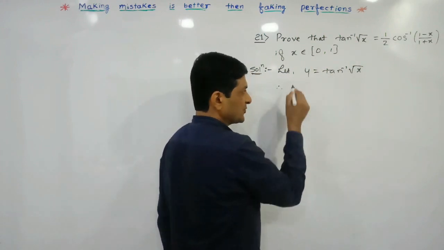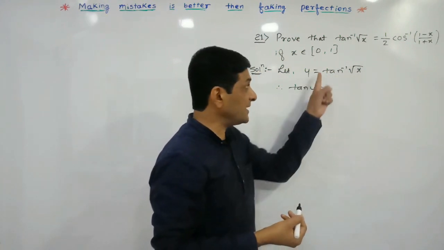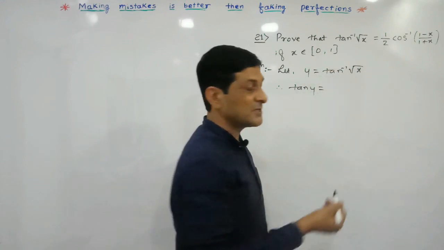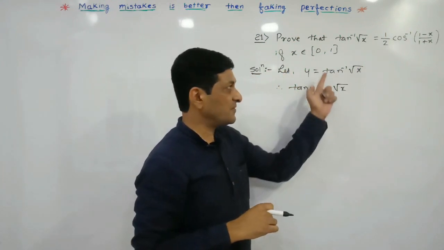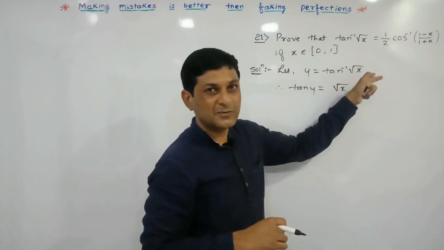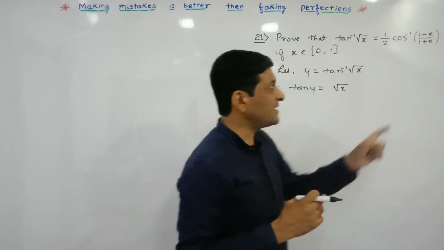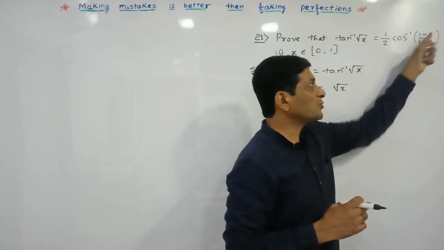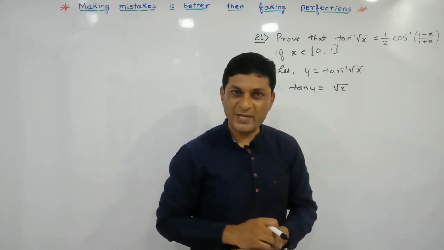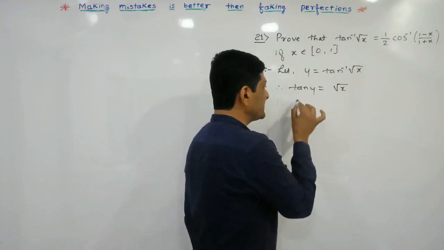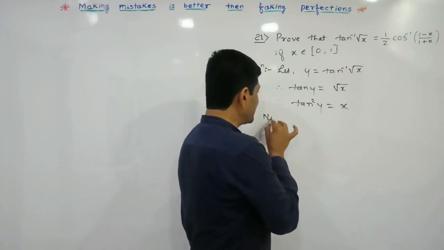Simplifying it, let us see what we get. If we take tan on both sides, on the left hand side we get tan y, and on the right hand side tan and tan inverse cancel, and we get root x, according to our property of inverse trigonometric functions: tan of tan inverse of x equals x. Here x is nothing but root x. To eliminate the square root we square both sides. On this side we get tan square y, and on this side we get x.